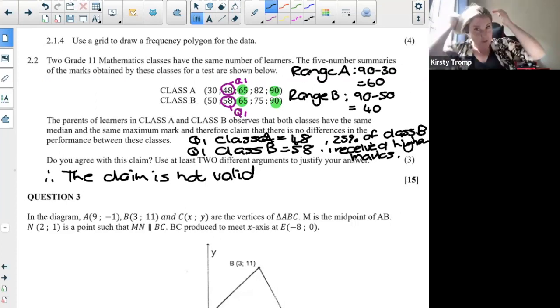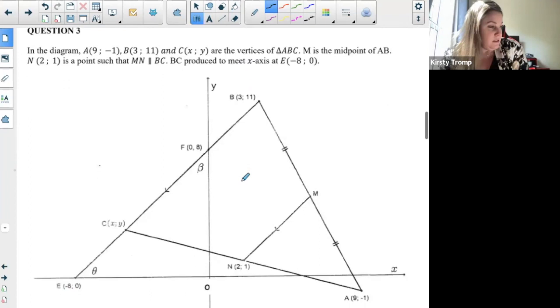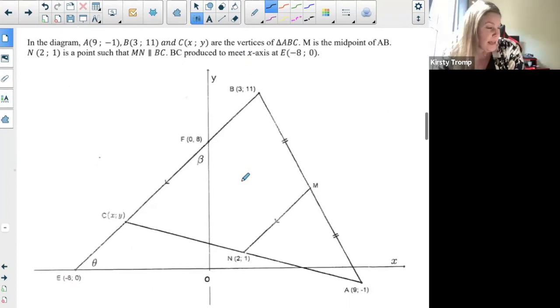Right, let's go. We now are going to move on. Okay, let's go do some analytical. So in the diagram below, we've got A, we've got B, we've got C, and they're vertices of triangle ABC. M is the midpoint of line AB. N is (0.2, 1), and it's a point such that MN is parallel, those two little lines mean parallel. BC is produced to meet the x-axis at E, which is (-8, 0). Okay, they've given you all this information. It's all on the graph, all right? What I would suggest is go and make sure you understand it all.